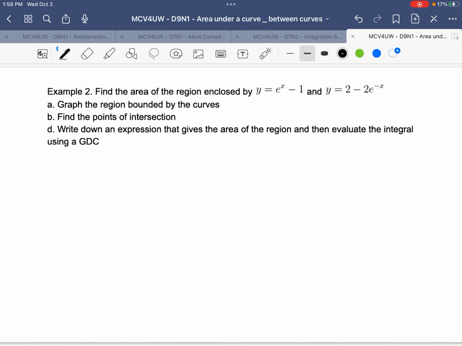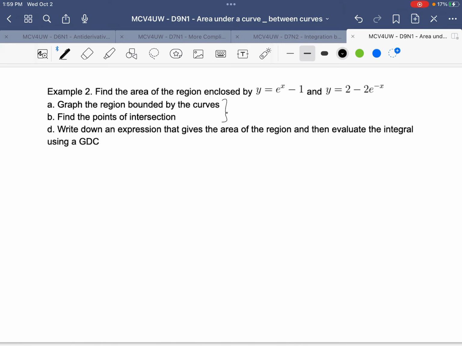So we have now a function that is not so nice. You're probably looking at this and going, would I ever have to graph this by hand? No. This would be something that we would always be doing with our GDC. All right. So we have here, graph the region bounded by the curves, find the points of intersection, write down an expression that gives the area of the region. Again, this part here we'll go over in class. I just want to go over the last part.